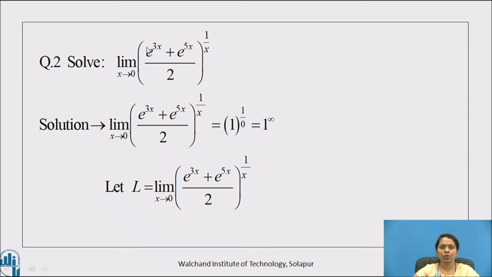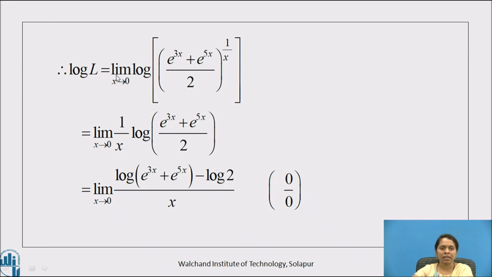Limit x tends to 0 bracket e raised to 3x plus e raised to 5x whole divided by 2 bracket raised to 1 by x. If we put x equal to 0, then we will obtain 1 raised to 1 upon 0, that is 1 raised to infinity form. Now, let us suppose that L is equal to limit x tends to 0 bracket term e raised to 3x plus e raised to 5x whole divided by 2 bracket raised to 1 by x.